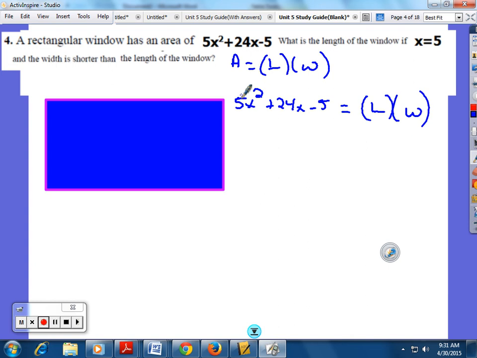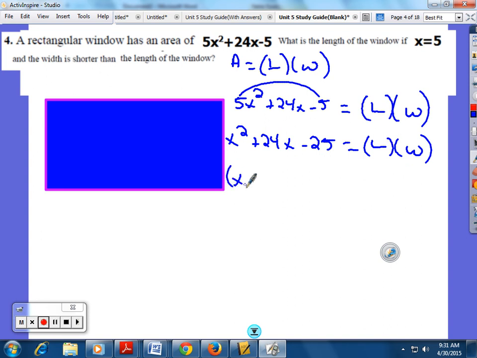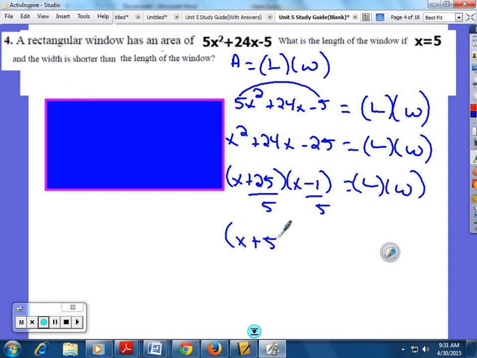So we factor this by doing arc it, stick it. This changes to x plus 25 times x minus 1. Okay. Now we have to stick our 5 that we took away in the beginning back in our problem. 5 goes into 25 5 times, so that's x plus 5. And then 5 doesn't go into 1, so we put it in front.